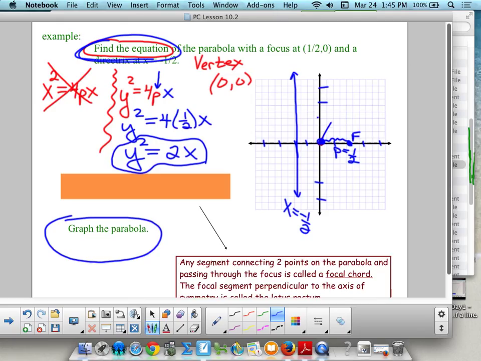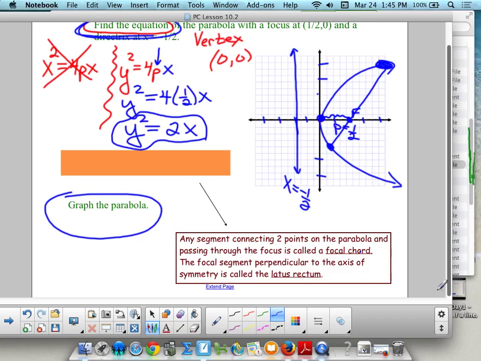Now, here's a focal chord, just so you know. Watch. Pick a point on your parabola. Go right through the focus like this. Keep going. Hit this point. That's called a focal chord. That is not what I want you to grab. Not the focal chord. I want you to keep reading now. The focal segment perpendicular to the axis of symmetry is called the lattice rectum.